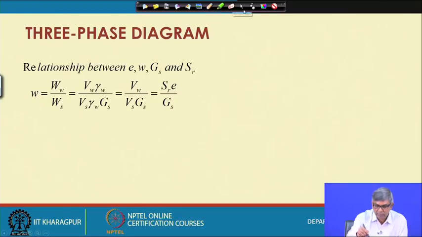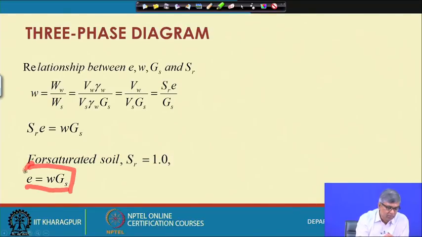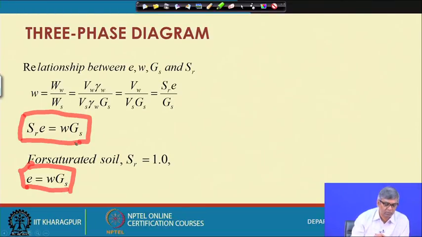So you can see the relationship finally: Sr into e equals w into Gs. For saturated soil, that means Sr equal to 1, e becomes equal to water content into specific gravity. If it is partially saturated, then degree of saturation multiplied by void ratio will be equal to water content into specific gravity. This is another relationship, and from this you can derive by putting Sr equal to 1.